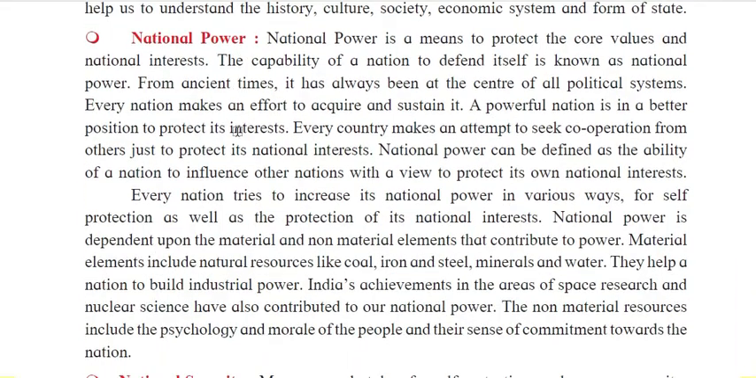Then the national power. So what is a national power? The army, navy, air force, is it a national power, or is there any different idea of national power? So let us discuss. National power is a means to protect the core values and national interests. The ability of a nation to defend itself is known as national power. From ancient times, it has always been at the center of all political systems.